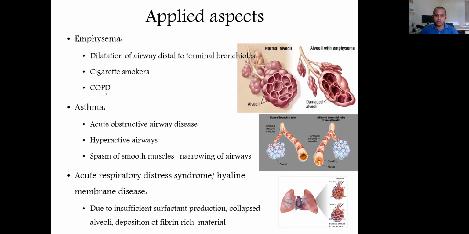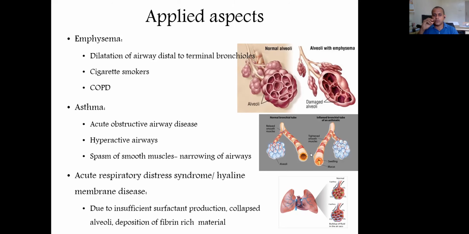Chronic obstructive pulmonary disease. It is a chronic disease. It's obstructive and pulmonary. Pulmonary is for the lung. Likewise, there is asthma, which is an acute obstructive airway disease. In asthma, the airway becomes hyperactive. You can see this is the luminal opening of a bronchus, and they have the lining epithelium and the smooth muscle surrounding them.